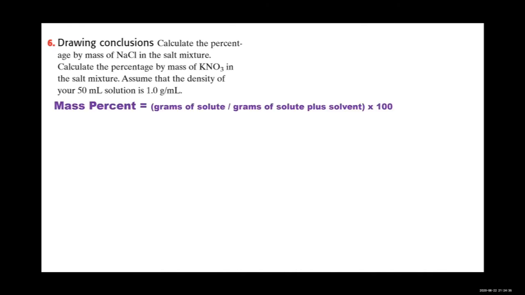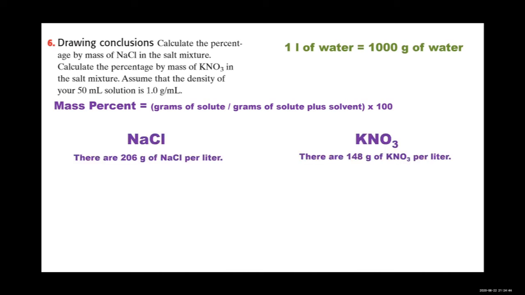A mass percent formula looks like this. It's grams of solute divided by grams of solute plus solvent times 100. So a liter of water is 1,000 grams of water. So if we start with our sodium chloride at 206 grams of solute divided by the grams of solute plus the solvent, which is 206 plus 1,000, we get roughly 0.17. I'm going to round there. And then we're going to multiply that by 100 and get 17%.